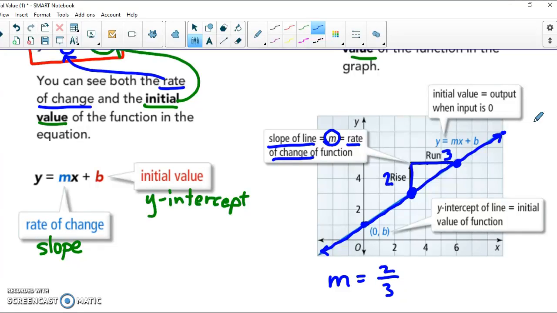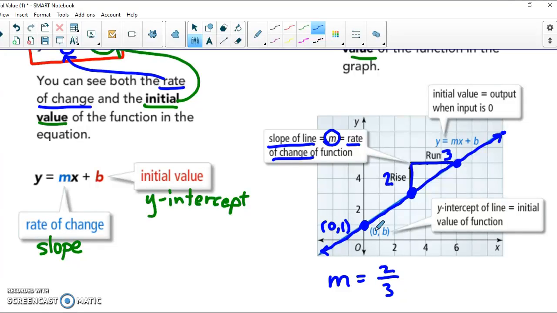My initial value, or my y-intercept of the line, is going to be where my line crosses the y-axis. That's my initial value. So in other words, when x is 0, where is my function? So in this case, my initial value, my y-intercept, is right here at +1. It crosses the y-axis at +1. So this point is 0, 1, and that's my initial value.